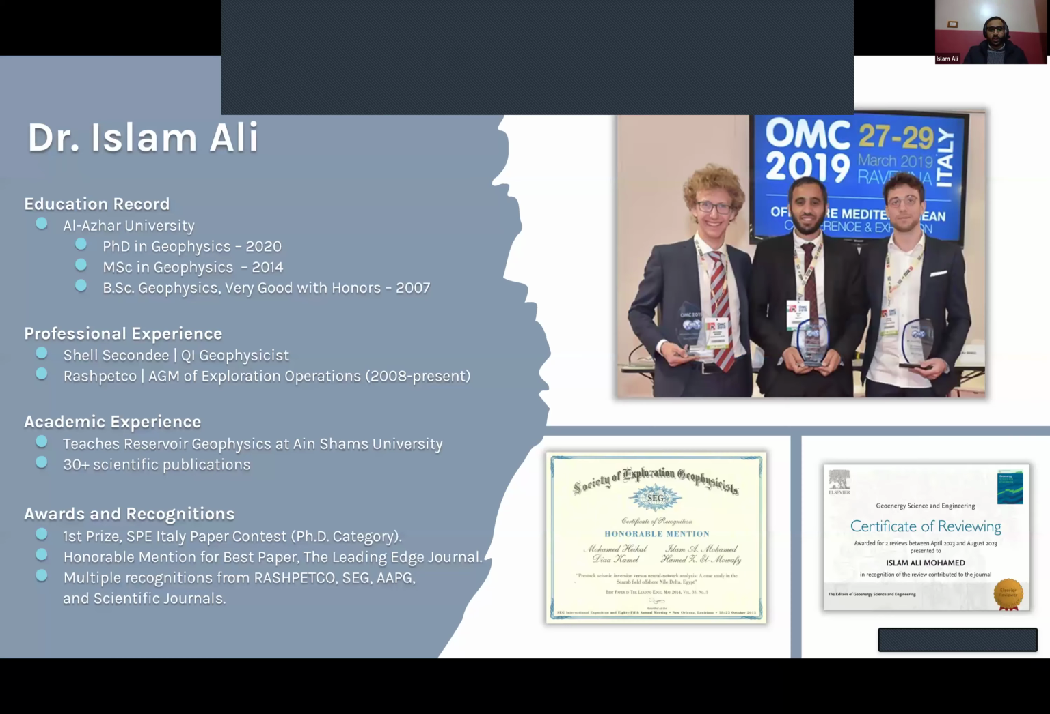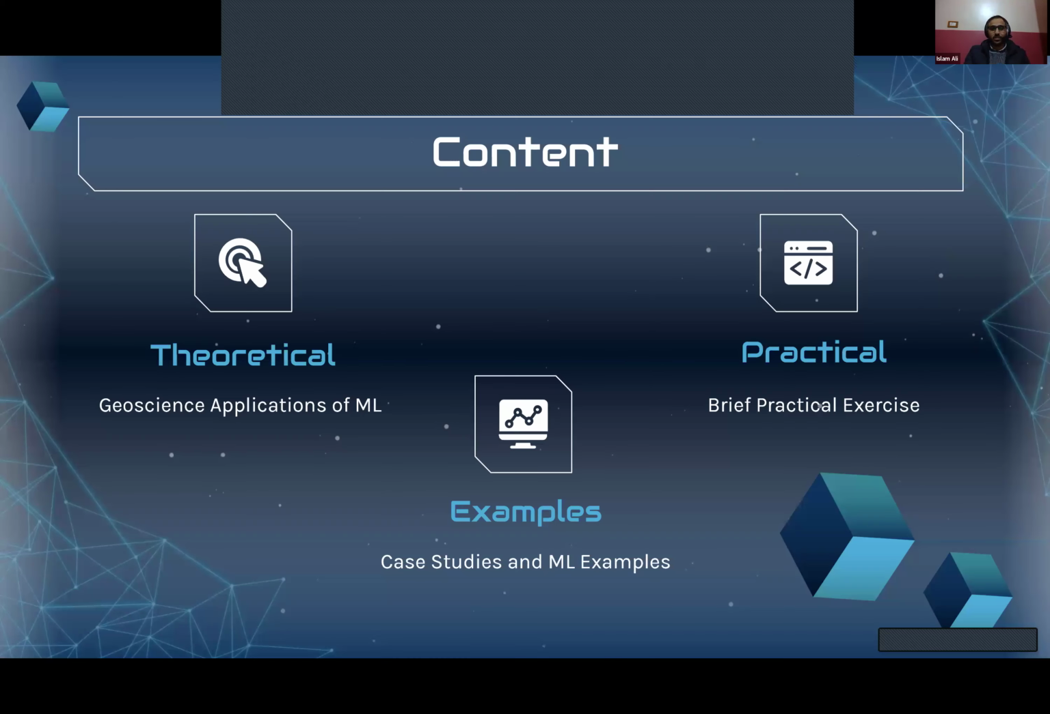So I think I don't need to reintroduce myself. The guy did a perfect job here. So let's go directly to the content. We will cover three parts. The first part is the theoretical geoscience application of machine learning. Then we move to examples and case studies for machine learning in geophysics and in geology. And then we will have a very brief practical exercise, just to digest and see how easily the theories and the application of machine learning can be done.